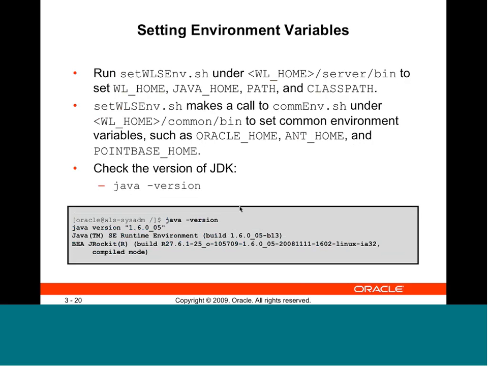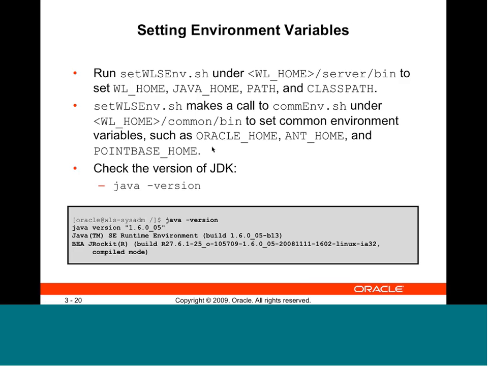Okay. Now you have environment settings that you have to do. So what needs to be done? Run setWLSEnv, which comes as a tool, and it is used to set WL_HOME, JAVA_HOME, PATH, and CLASSPATH. Right? Typically, it contains another sh file called commEnv.sh, and its responsibility is to set ORACLE_HOME, ANT_HOME, POINTBASE_HOME, because these are some of the build elements which are needed when the deployer present internally in your server starts, right?